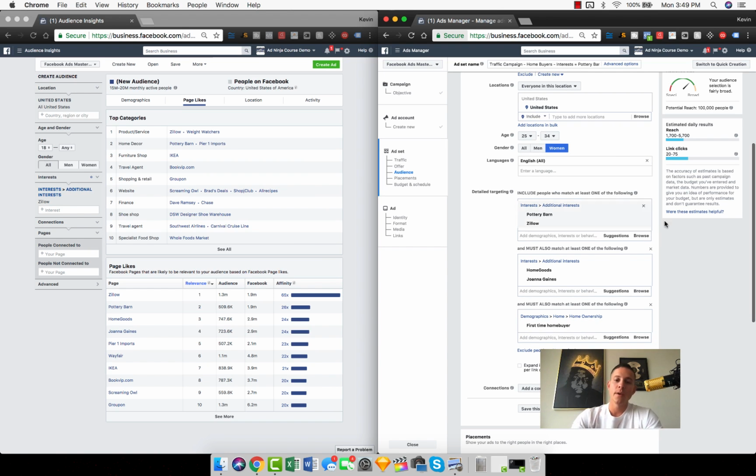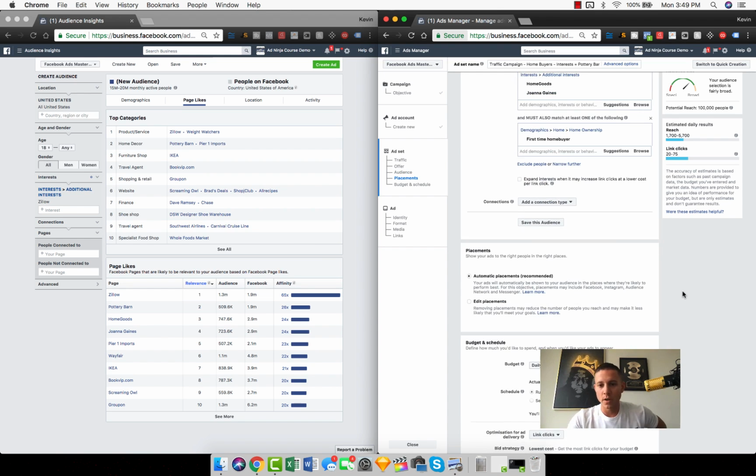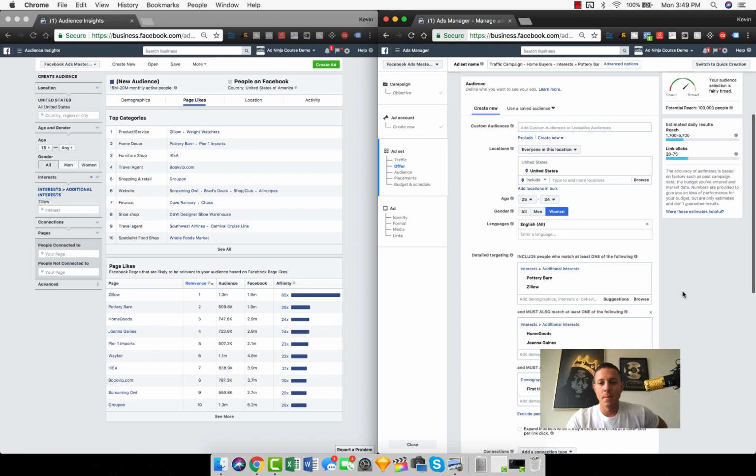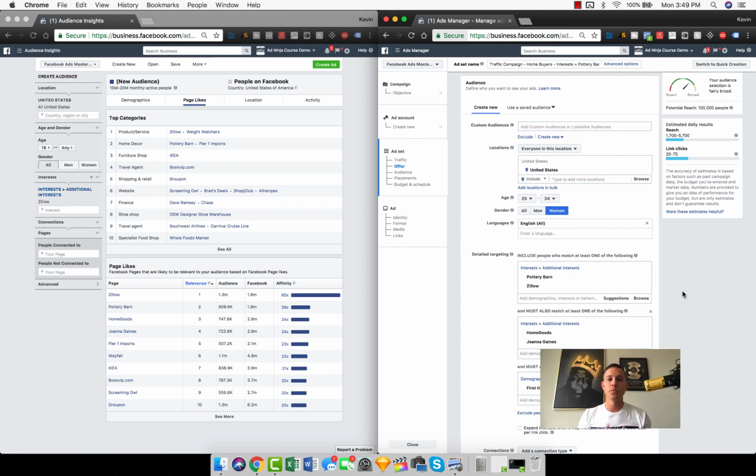And if we were going to make a split test, we could run this ad exactly how it is. But if we're going to duplicate it, which we obviously are going to do, because again, testing is how you become successful on Facebook, what we would do is duplicate this, and then erase all of these, and try just Wayfair, or just IKEA, or just Screaming Owl, or just Groupon, right? As just a single interest.